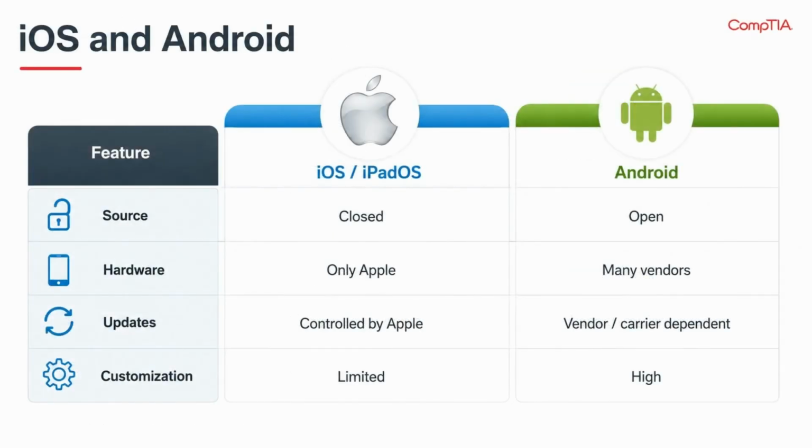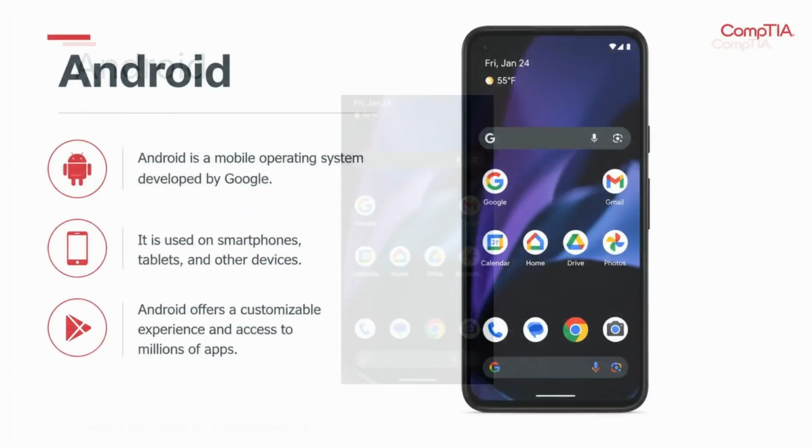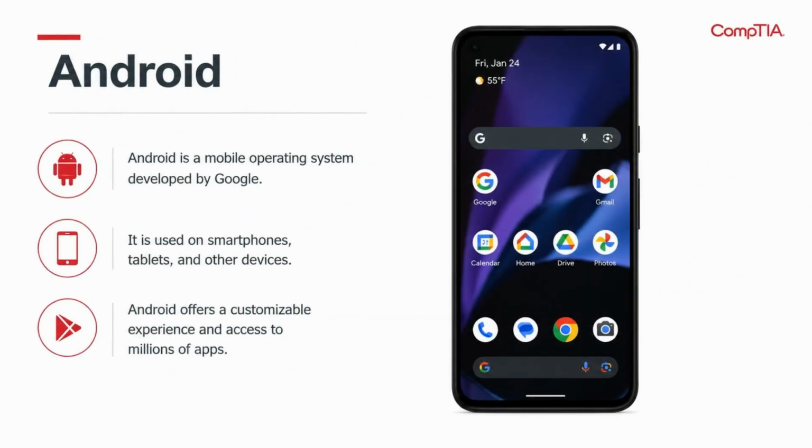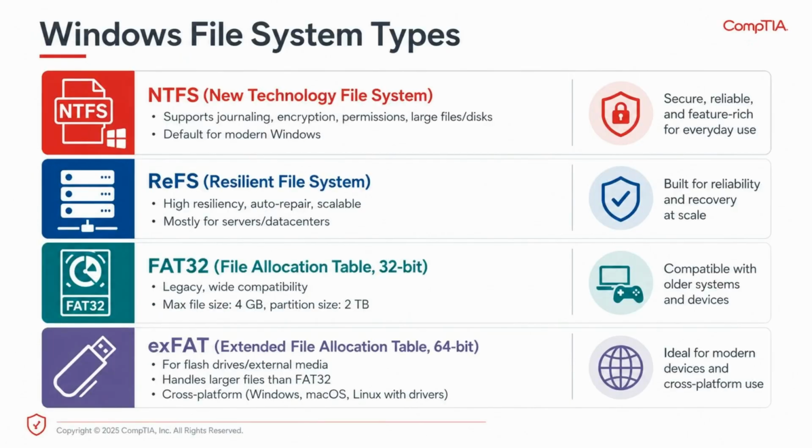Let's take a closer look at mobile operating systems, specifically iOS and Android. These platforms differ significantly in their architecture and approach to hardware and software management. iOS is a closed-source system exclusive to Apple devices. Because Apple controls both the hardware and the software, users receive timely updates directly from the company, ensuring a highly consistent experience. In contrast, Android is an open-source platform utilized by many vendors. This flexibility means that updates depend on the specific manufacturer or carrier, leading to a more fragmented update environment.